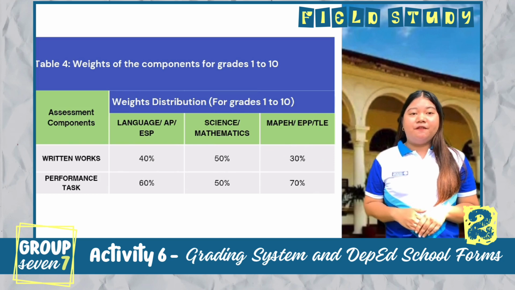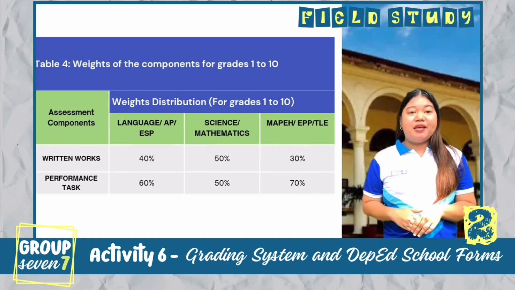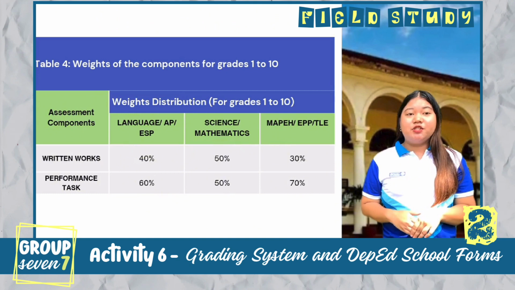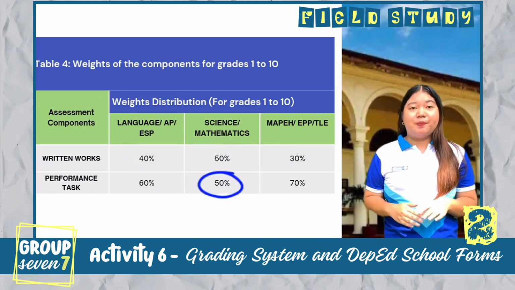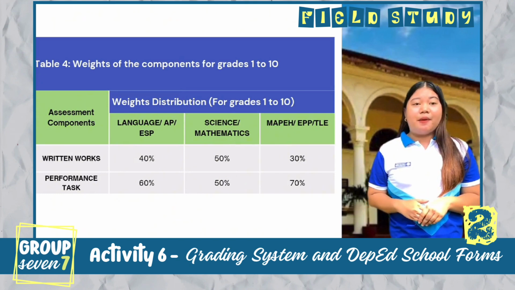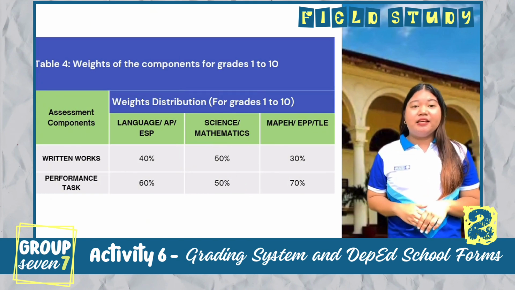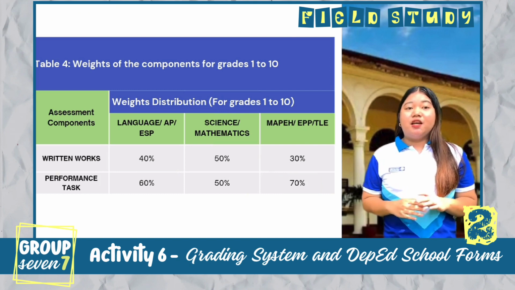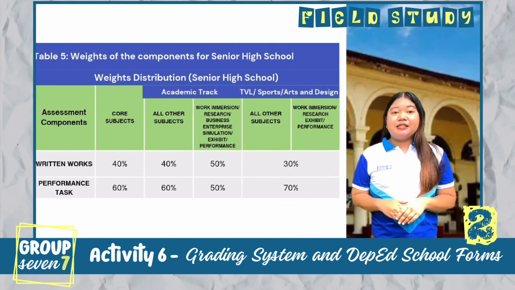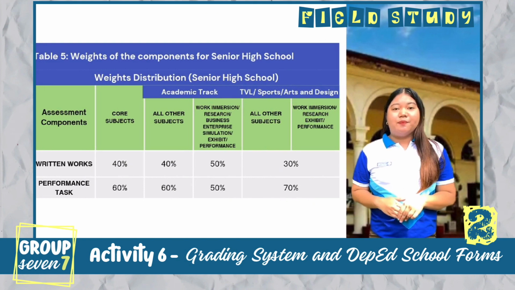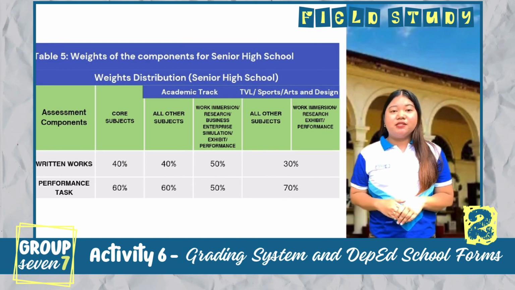In the category of performance tasks, languages, AP, and ESP had a weight distribution of 60%, followed by science and math with a weight distribution of 50%, and lastly, under MAPE, EPP, and TLE, the weight is 30%. The quarterly assessment in this grading system was not included. The grading system for senior high school had the same format as grade 1 to 10 because the quarterly assessment was also not included. The following tables represent the weights of the core and track subjects.